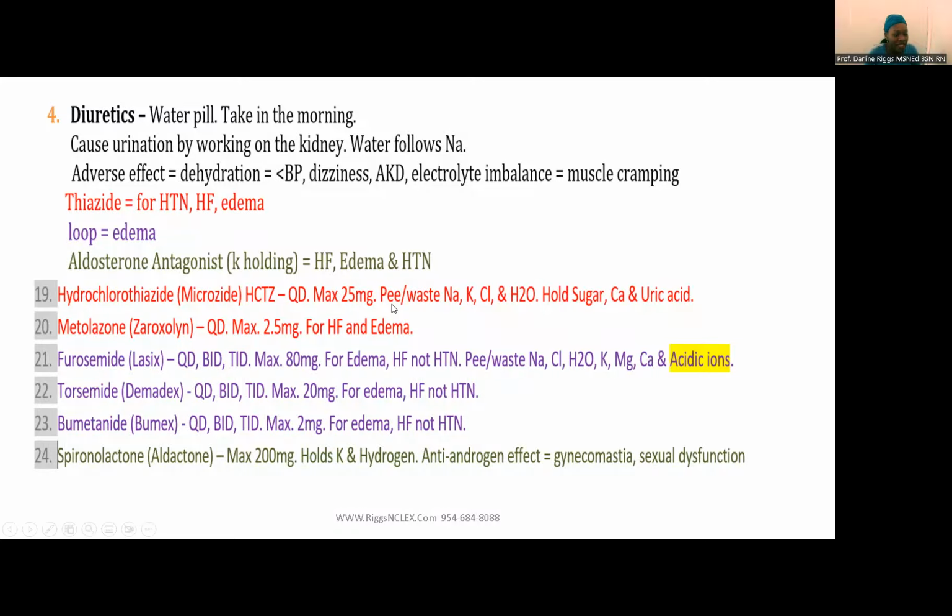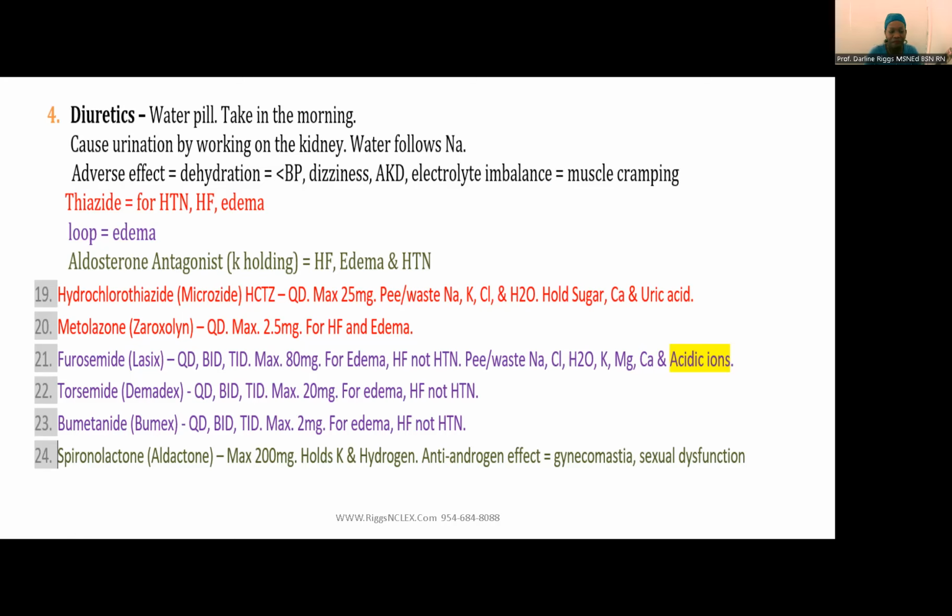So with hydrochlorothiazide, the client will be wasting, peeing out the sodium, the potassium, the chloride. So they're going to be hypo on all three: hyponatremic, hypokalemic, hypochloremic. But unfortunately, it's going to hold on to sugar, so they're at risk of hyperglycemia, hypercalcemia, and they could be at risk of gout, holding on to all that uric acid.